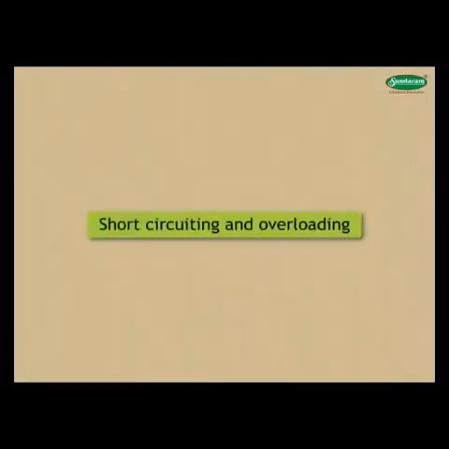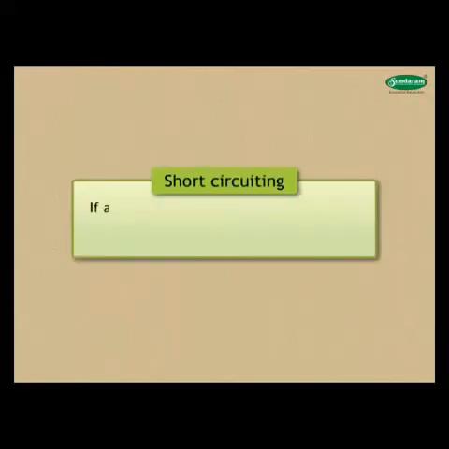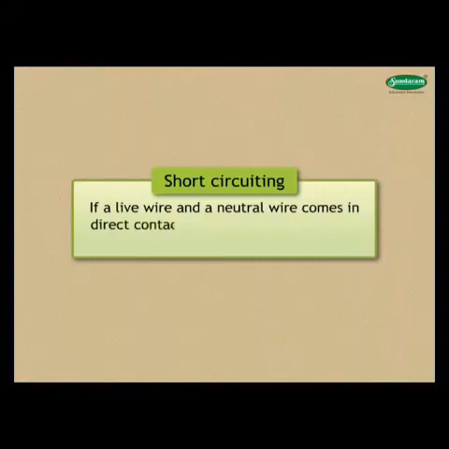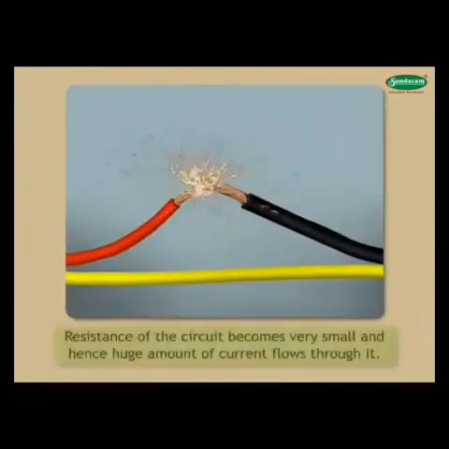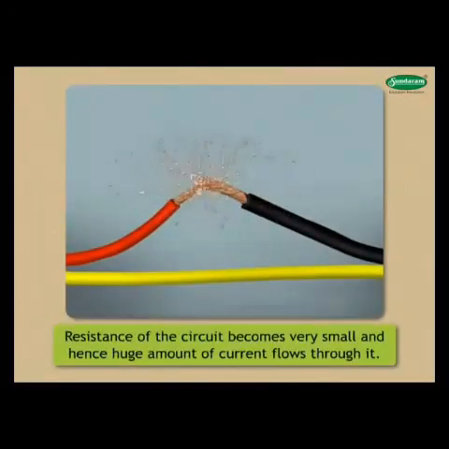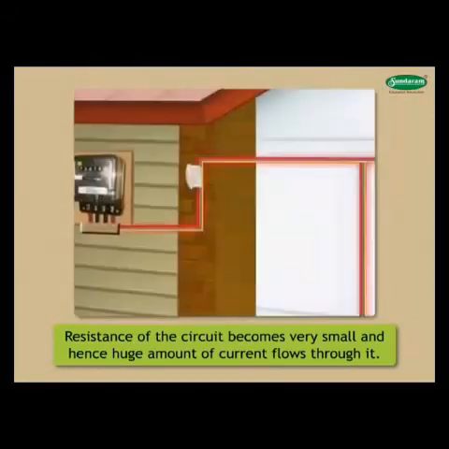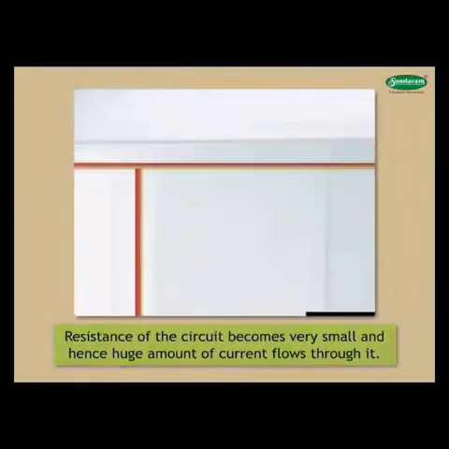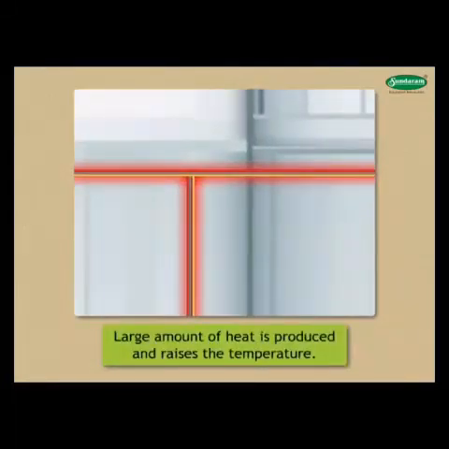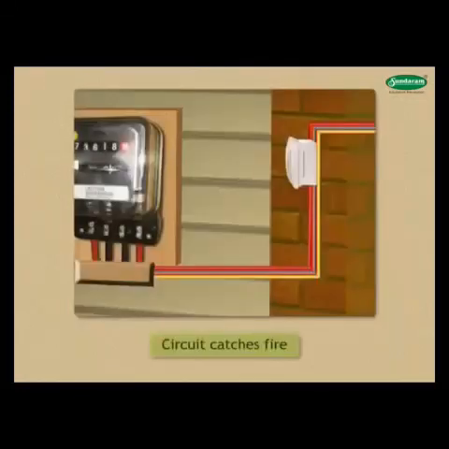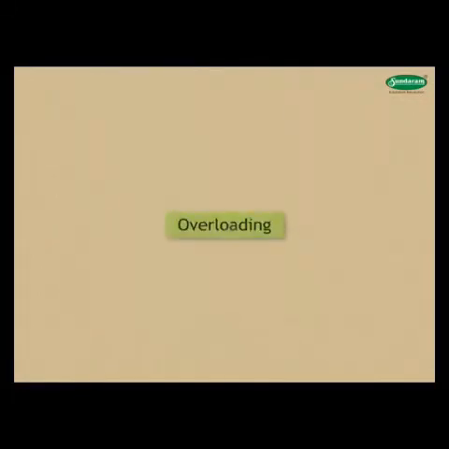What is meant by short-circuiting and overloading? Short-circuiting. If a live wire and a neutral wire come in direct contact or touch each other, short-circuiting takes place. During a short circuit, the resistance of the circuit becomes very small and hence a huge amount of current flows through it. This produces a large amount of heat and raises the temperature. As a result, the circuit catches fire.